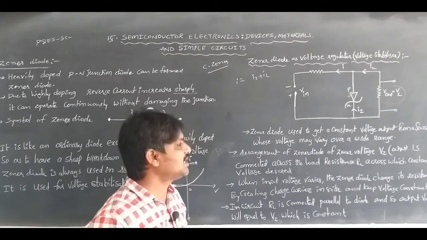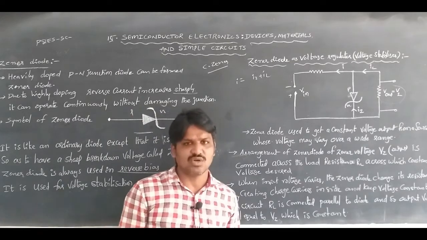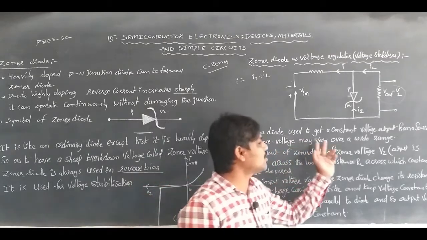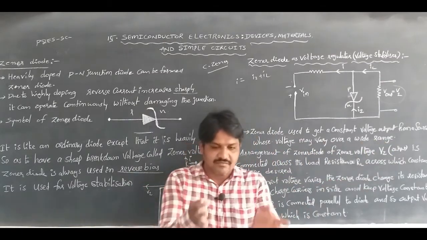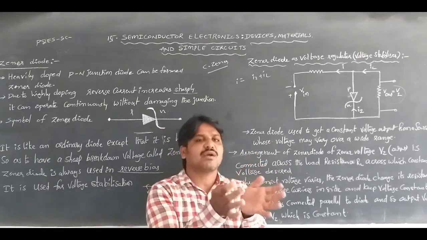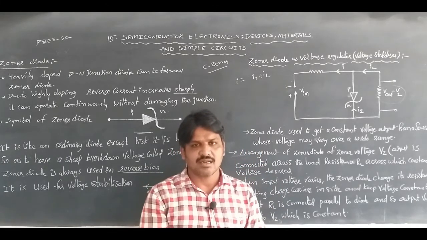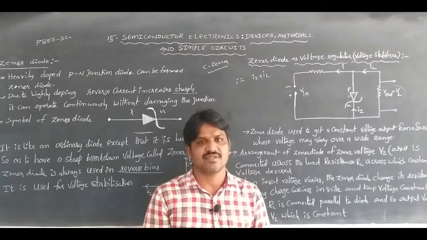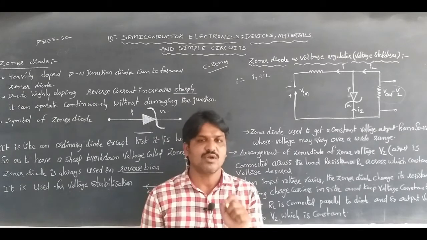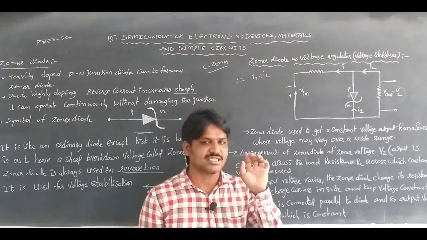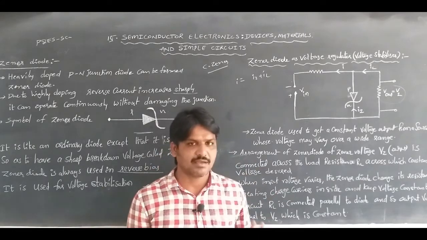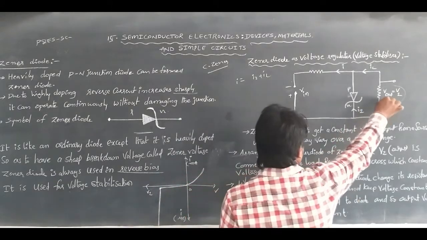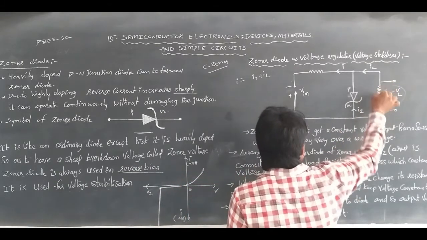So the Zener diode is used to get a constant voltage output from a source whose voltage may vary over a wide range. Whenever there is a large potential drop across the Zener diode, the Zener diode allows the current to flow constantly without any increase or decrease. The current will be constant. So that's why we use the Zener diode as a voltage regulator. Also, the arrangement of the Zener diode: the Zener voltage Vz is connected across the load resistance.